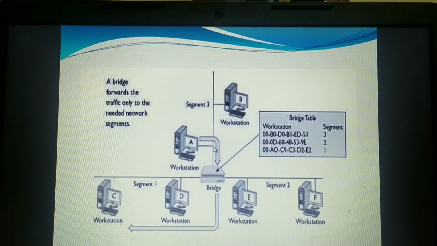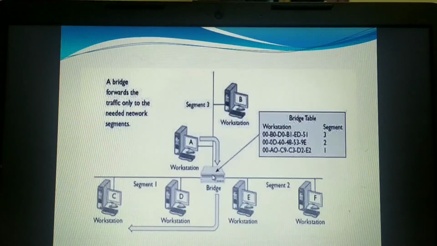Packet will first come to this workstation. Since the MAC address doesn't match, it will not accept the data. Instead, the packet moves to the next workstation. Here the physical address will match and the data packet will be accepted by this workstation. Okay, this is how exactly the bridge functions.